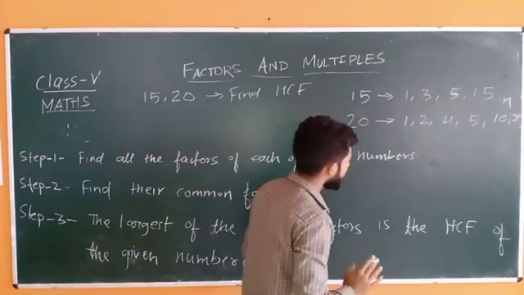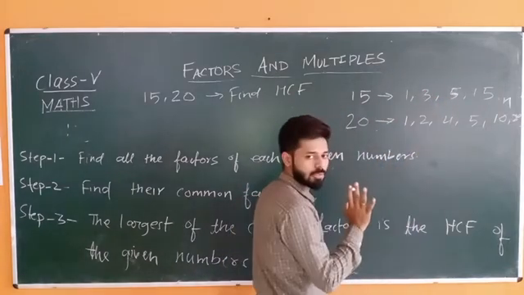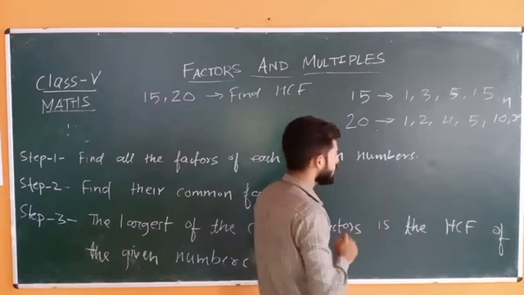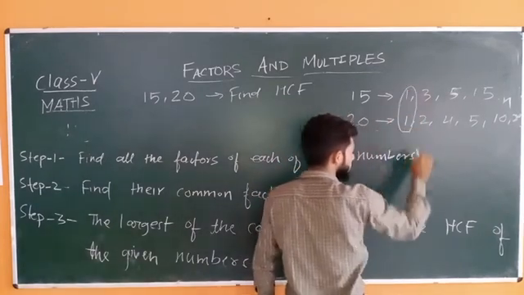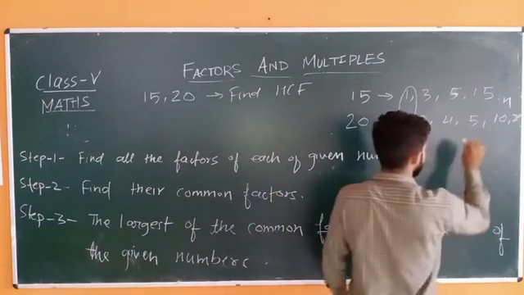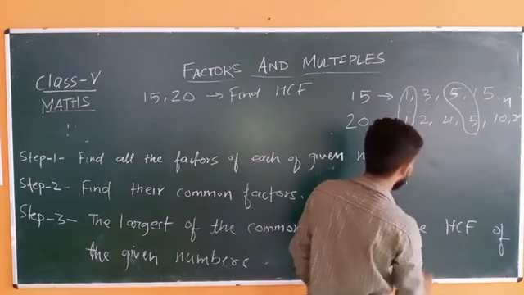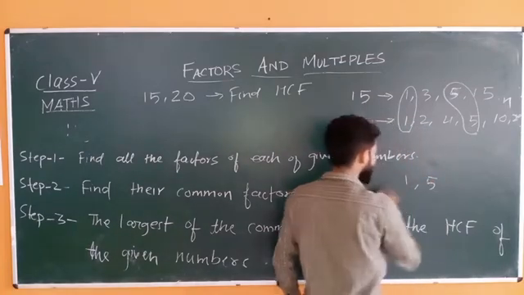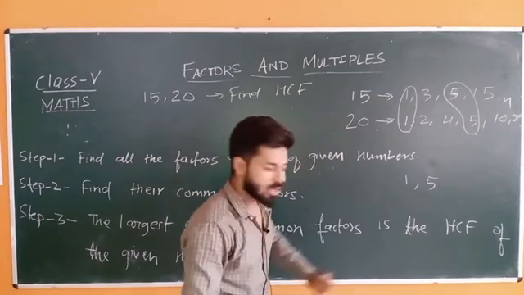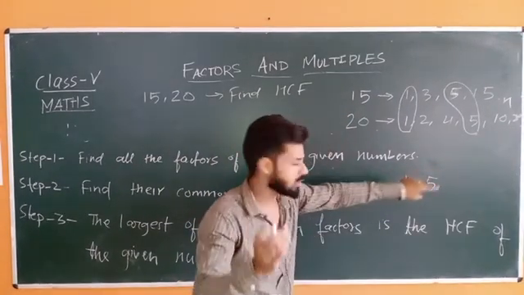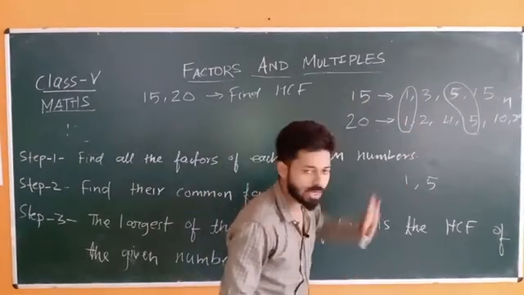Now you have to find how many factors are common between both the numbers. The first is 1, so 1 is common between them. Then the next one is 5, so 5 is also common between them. So 1 and 5 are the two factors which are common between 15 and 20.